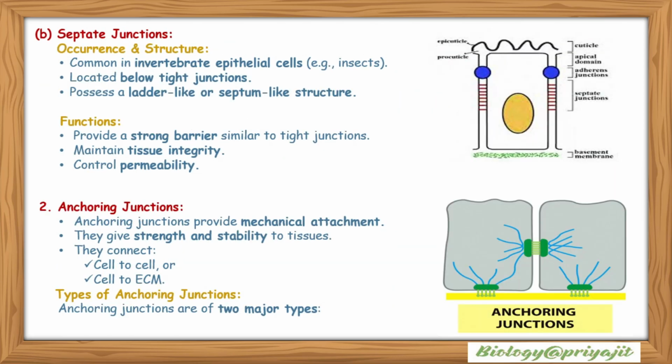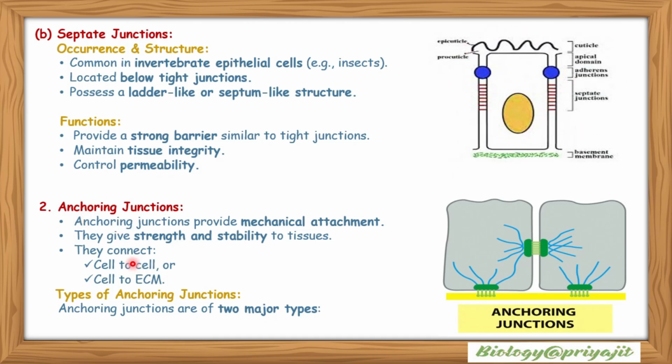Septate junction: occurrence and structure. It is common in invertebrate epithelial cells such as insects. It is located below tight junctions. It possesses a ladder-like or septum-like structure. Functions: it provides a strong barrier similar to tight junctions. It maintains tissue integrity and controls permeability. This is the image showing the septate junction.